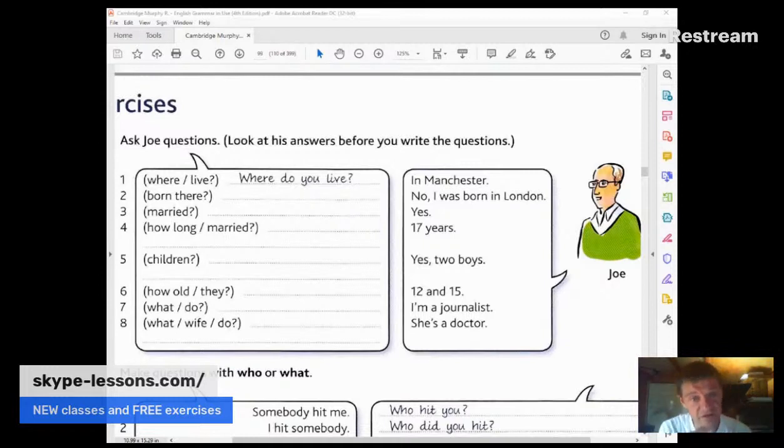So if we look at that first, where do you live? I'm sure you can all see it. You can see where, that's our question word, our WH word. Then we have do, that's our auxiliary verb. Now, what we mean by an auxiliary verb is not the main verb. The main verb comes at the end of this question.